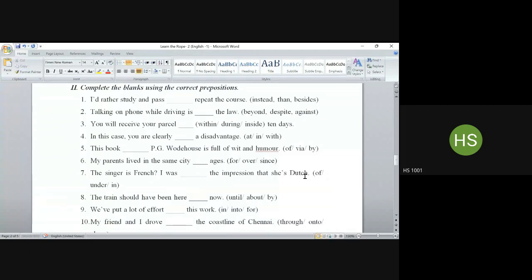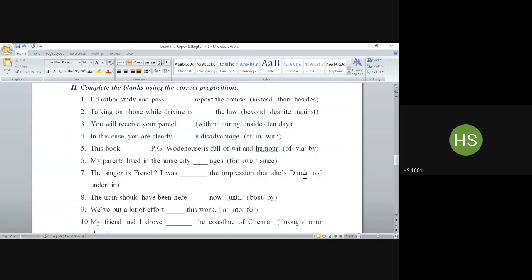Written by. That's the construction. Okay, written by. So this book, we just don't have the word there, but basically it means written by. This book by PG Wodehouse is full of fitting humor. Sixth one: My parents lived in the same city, dash ages.